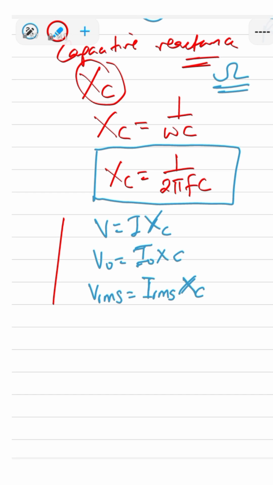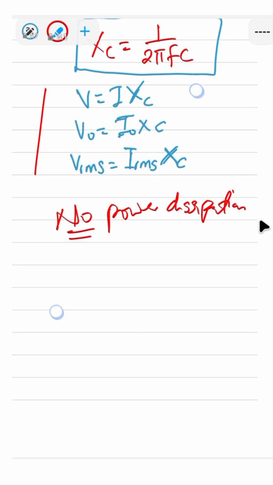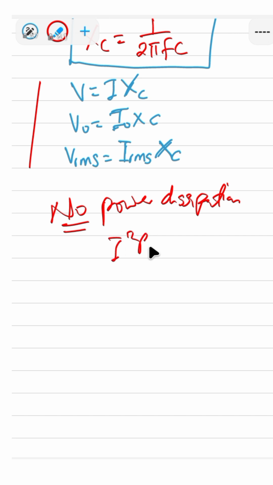Now, is there power dissipation here? Ask yourself, is there power dissipation? The answer is no. There's no power dissipation. So that means there's nothing like I squared R here. Forget about power dissipation. A circuit that contains a capacitor or inductor does not dissipate power. It's only a circuit that contains a resistor that dissipates power. And since there's no resistor here, forget about power dissipation. No power dissipation in this circuit.